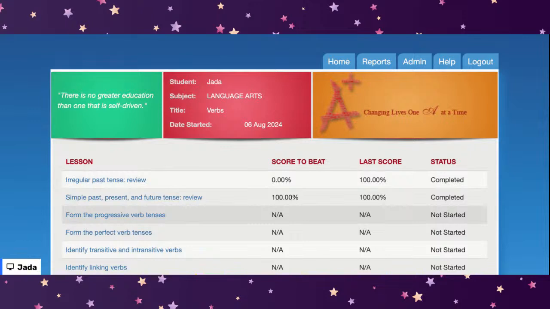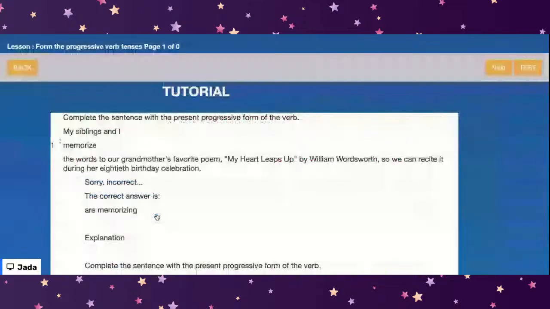Okay, so since there's no questions, we'll move on to the form of the progressive verb tenses. Progressive verb tenses. All right.